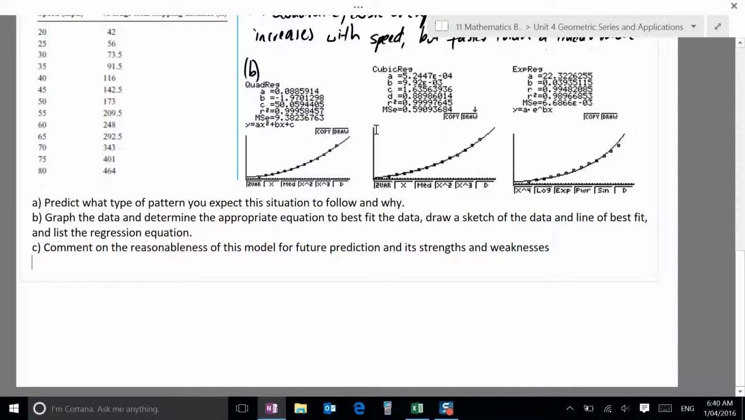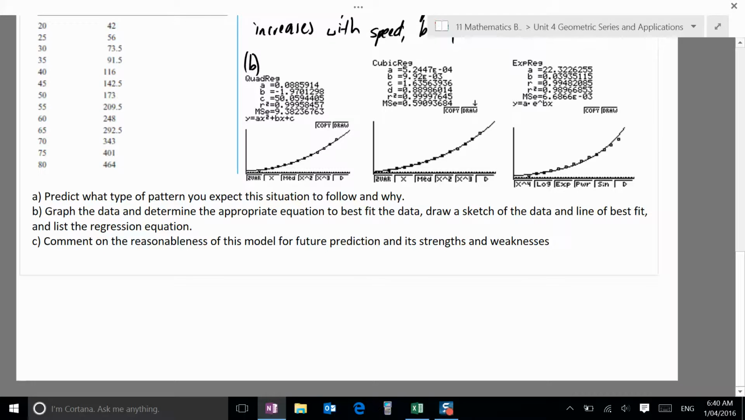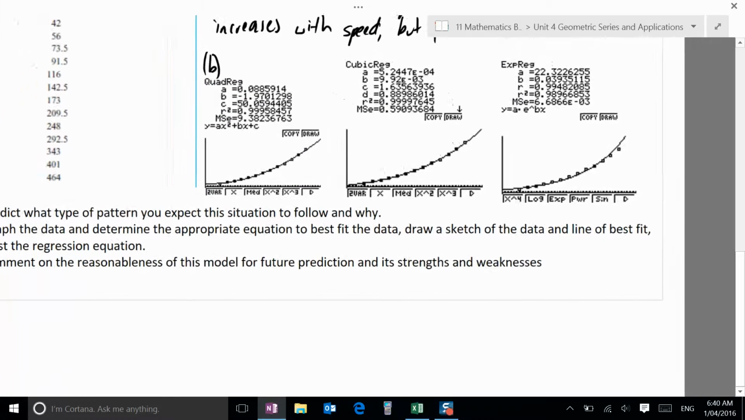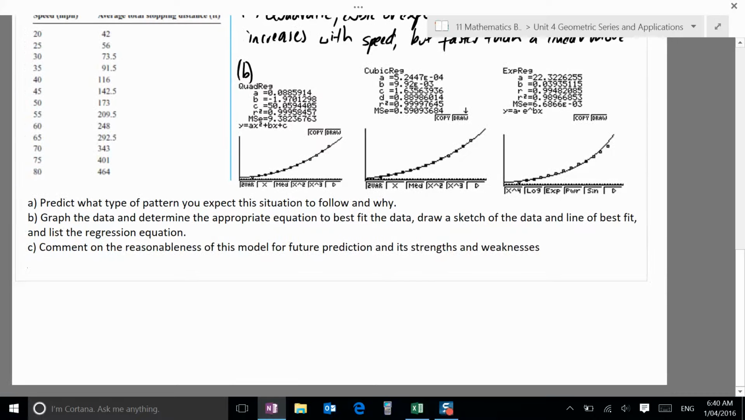Alright, so there's my three models that I'm thinking of investigating. I'm not really sure which one of these I'm going to choose. Okay, so if I just look at these three models and rank them in how well they fit the data, I can look at their R-squared values.